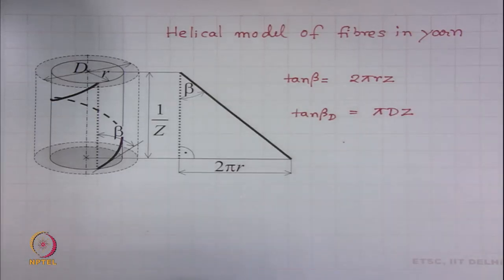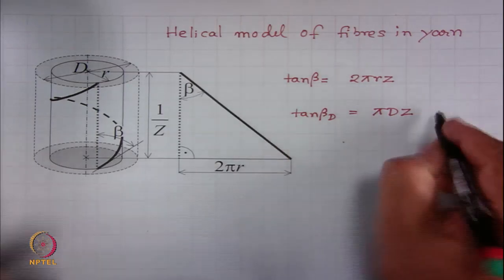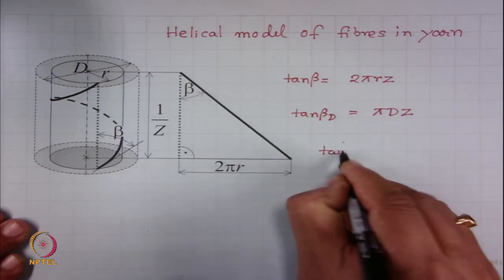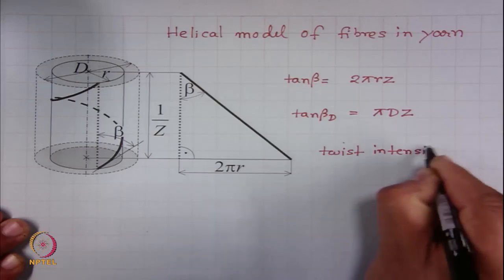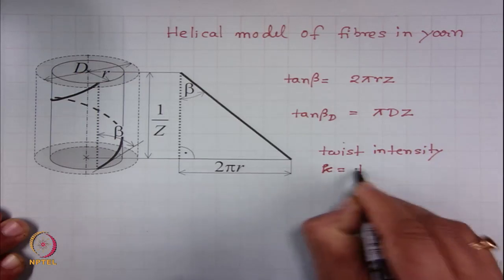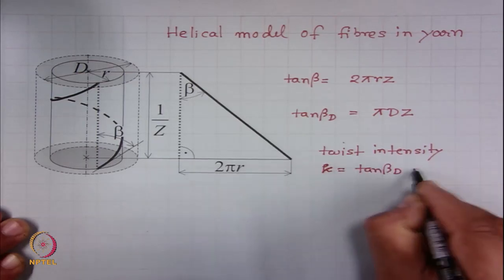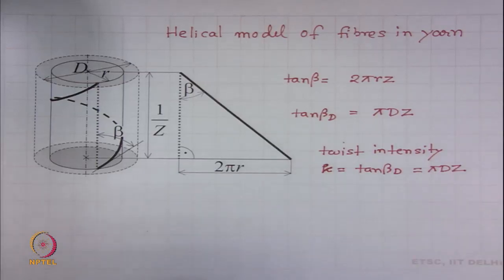In theory of yarn, this quantity is known as twist intensity. Generally we denote it by the symbol kappa, which is equal to pi times d times z. So, this is a very well known expression from the helical model of fibers in yarn, and we consider the helical model of fibers in yarn in this module too.